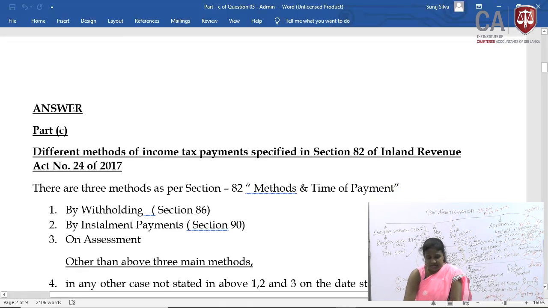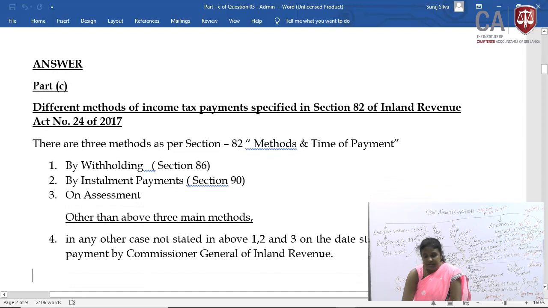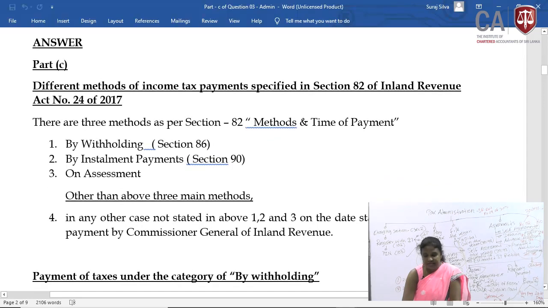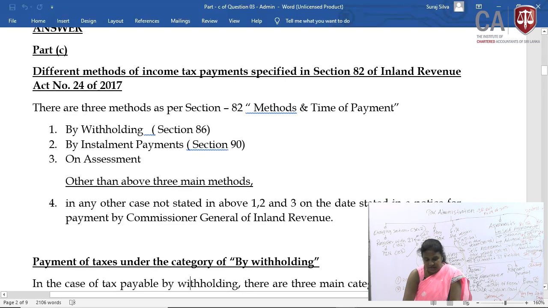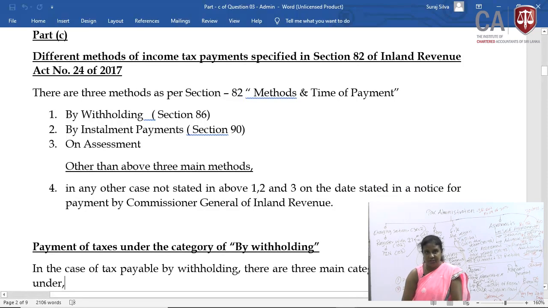Part C, answer. Different methods of income tax payments are specified in section 82 of the Inland Revenue Act number 24 of 2017. There are 3 methods as per section 82. What is section 82? Methods and time of payment.